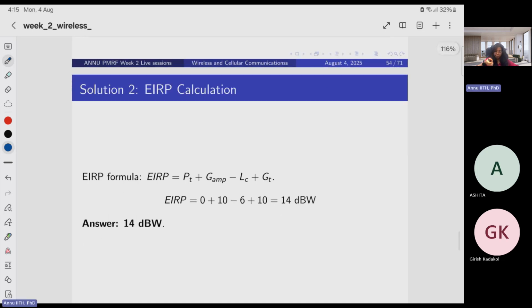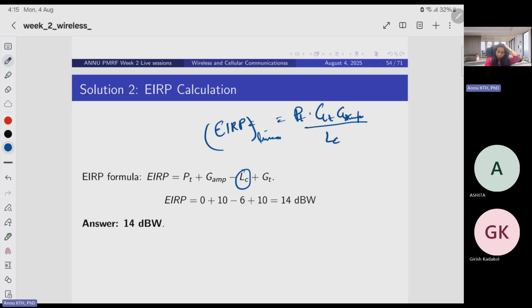So effective radiated power is, as we know, the basic formula. Cable loss should be negative, like should be divided. So EIRP in linear scale is directly proportional to PT times the gain of the amplifier times GR divided by cable loss. If you convert into dB, it's just PT plus G amplifier plus GR minus LC, and that is here 14 dB watt.